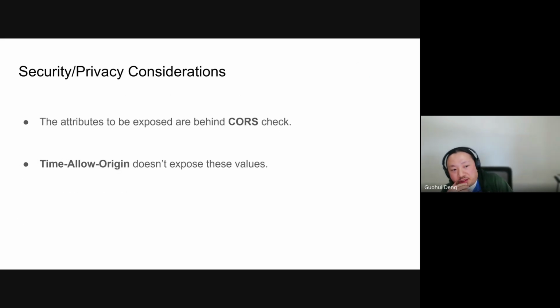For security, this is the same. The check is the same as many others, like content encoding and content type. Content type is exposed if the CORS check is passed, and Timing-Allow-Origin doesn't expose those.